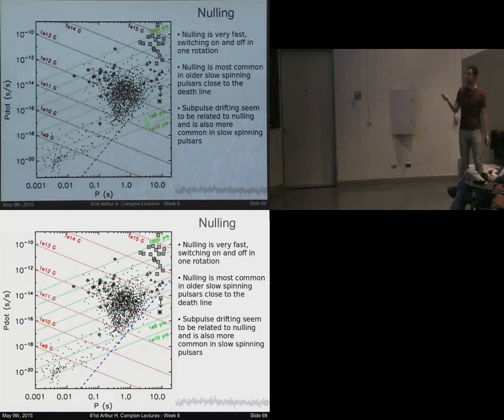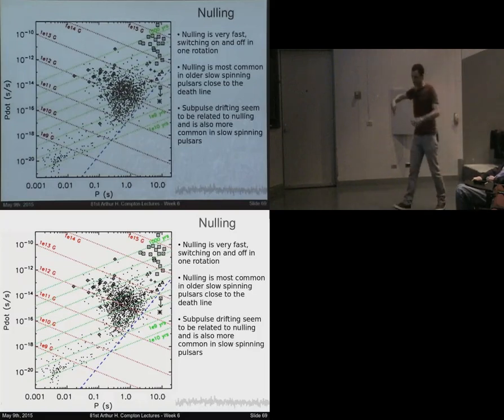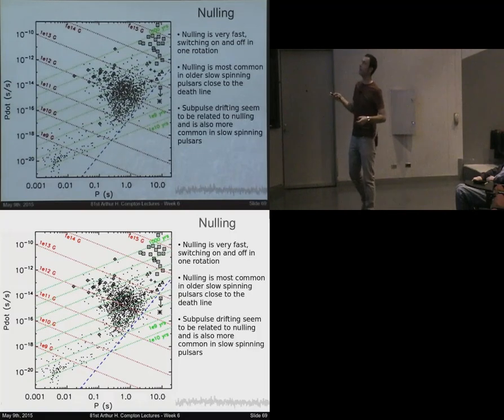And Nulling is very fast and switches on and off on one occasion. It's most common in older slow-spinning pulsars close to the death line. And pulse drifting seems to be related to Nulling, and is also commonly seen in slow-spinning pulsars. So maybe what we're seeing with the Nulling and with the drifting subpulses is failures of the magnetosphere to be regular. Failures because the magnetosphere mechanism is maybe petering out. And so what happens, it's not clear, but what we think happens is the nulls get longer, and the magnetosphere stops happening, and eventually they are forever nulled, and they are over here. So that's how the nulling and the drifting subpulses fit into the grand picture.